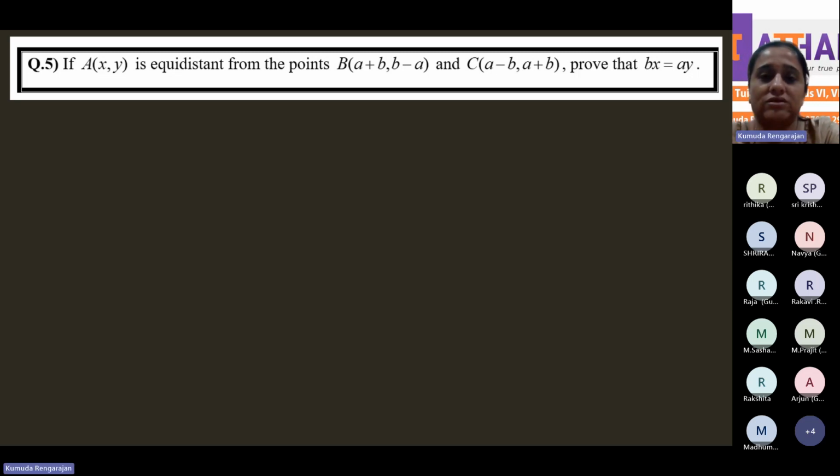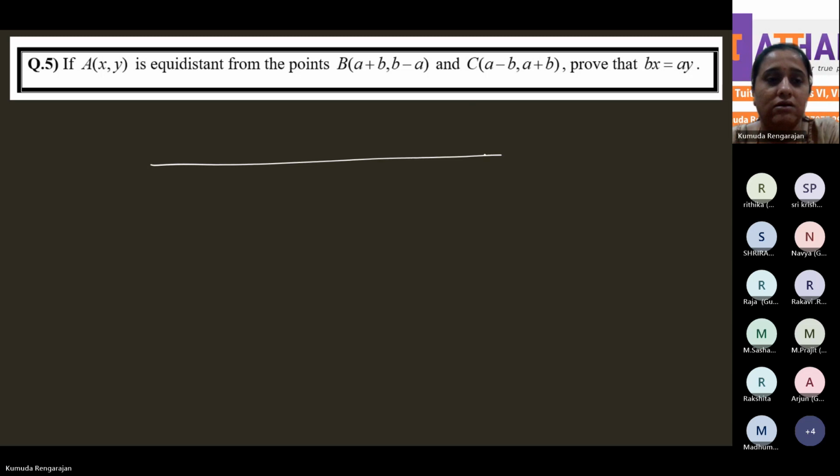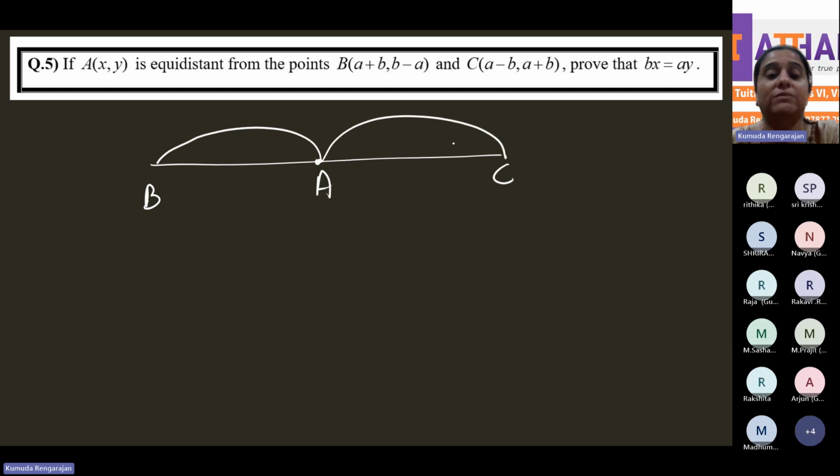So there are 3 points in the question, A, B, and C. A is equidistant from B and C. Equidistant does not represent midpoint. Now, A, B, and C should not be assumed to be collinear points. You should not take the assumption that A is equidistant from B and C because A is the midpoint of BC.